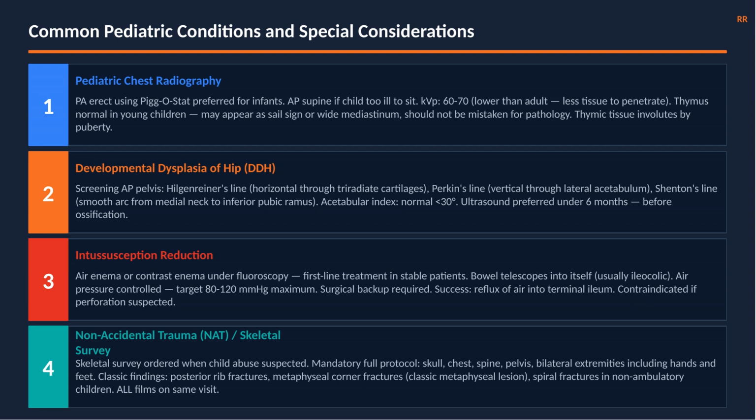Non-accidental trauma, skeletal survey. When child abuse is suspected, a full skeletal survey is mandated. All films on the same visit. Classic specific findings: posterior rib fractures from squeezing and classic metaphyseal lesions. Corner or bucket handle fractures at long bone ends from pulling or shaking forces. These patterns in non-ambulatory infants require mandatory reporting to Child Protective Services and immediate physician notification.